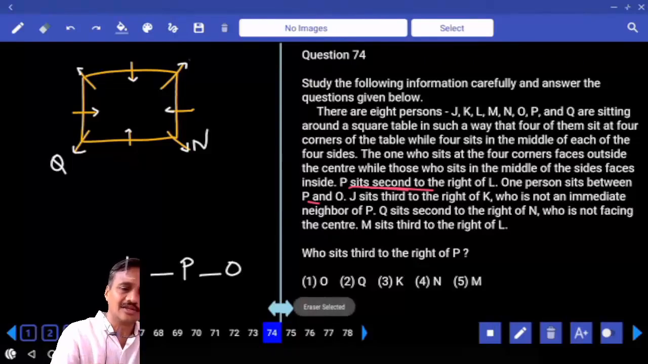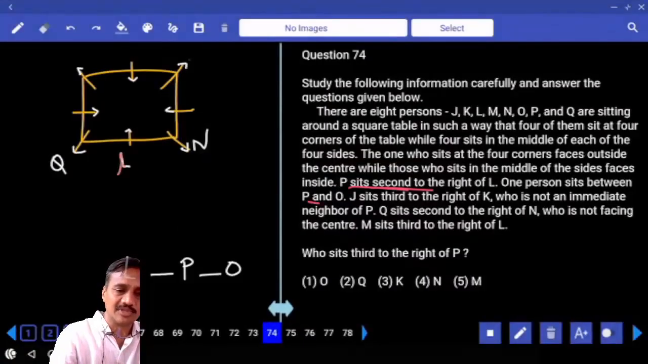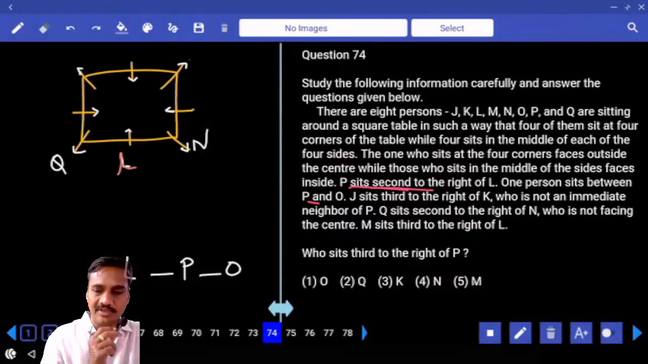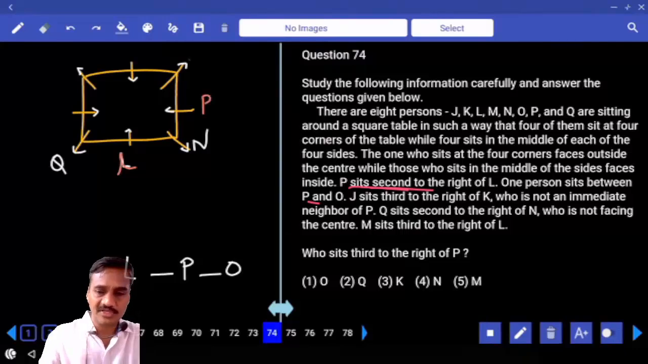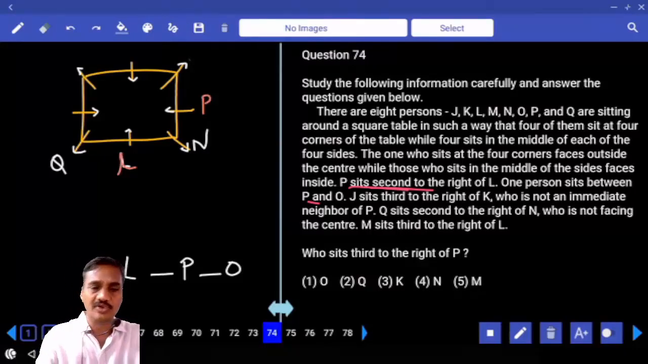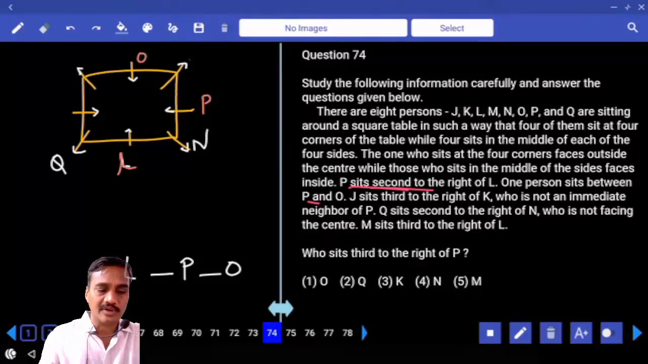Now if you take L at this place, can L be here or not? If L is at this place, L is facing towards the center, P sits second to the right of L, so P is here. Now if P is here, and one person is between O and P, O is at this place. And we get the 3 possibilities, L, P and O. Now in this one, L, P, O.